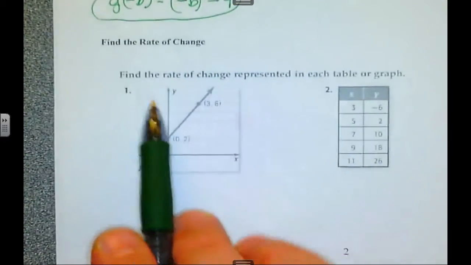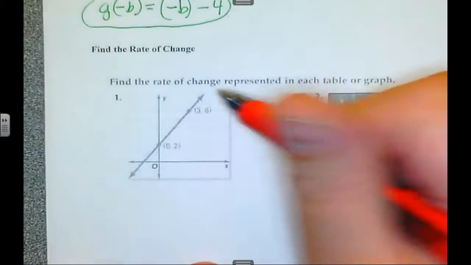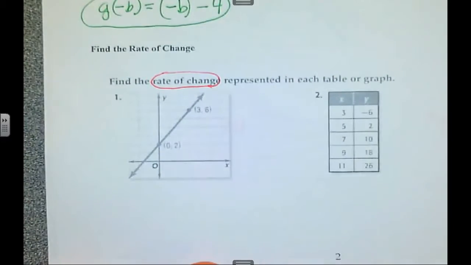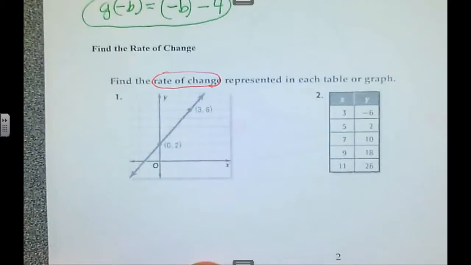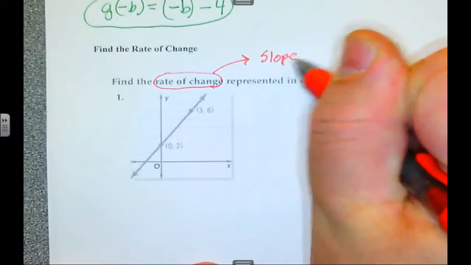All right, number 1. It says find the rate of change represented in the table or graph. What's rate of change? I can tell you this: rate of change is just slope. It's going to be 4 over 3. Okay, slope.